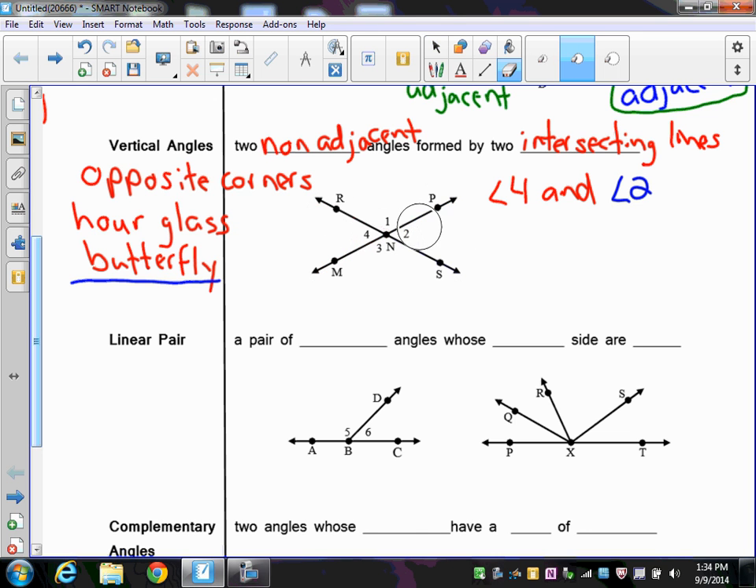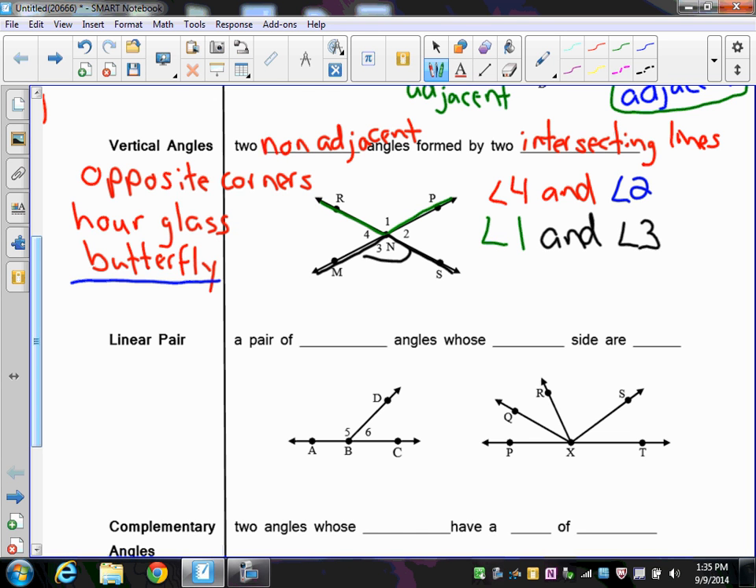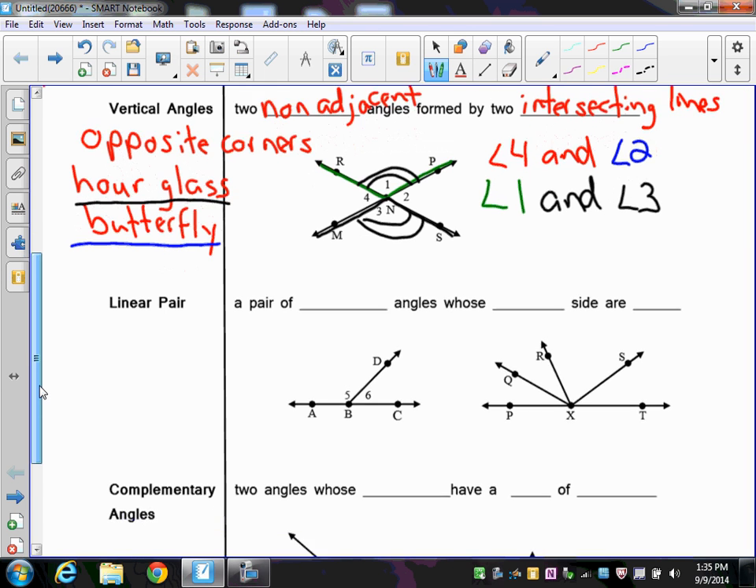The other pair of vertical angles here are angle 1 and angle 3. And again, whenever we do the angle marks, this time I'll put 2 because we did 1 last time. They sort of look like an hourglass with sand going down. That's where we get those three little ways to remember vertical angles.